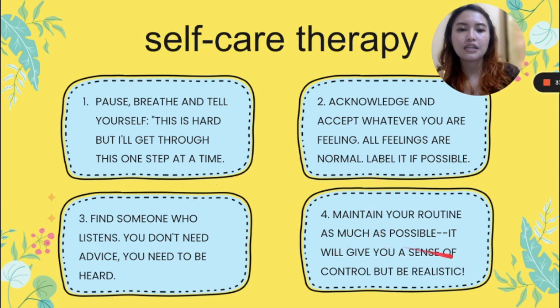Next, maintain your routine as much as possible. It will give you a sense of control, but be realistic. What do I mean by this one? Once you're having a slump, a blue period, or a depressive episode, chances are you hate doing anything. You don't want to wake up in the morning, make your bed, wash the dishes, or take a bath. But the thing here is to regain your sense of control. So one step at a time, the smallest of activities, slowly do it, despite the tiredness, despite the pain, just to get that sense of control.